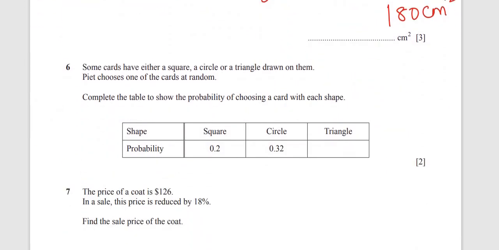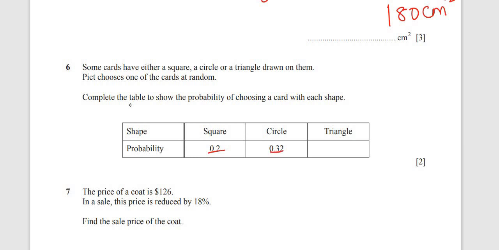So question number 6 says that some cards have either a square, a circle, or a triangle drawn on them. So Pete chooses one of them at random. Complete the table to show the probability of choosing a card with each shape. So you can see the probability of choosing a square is 0.2. The probability of choosing a circle is 0.32.